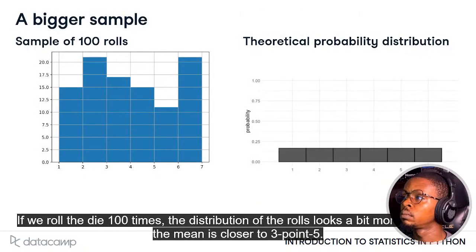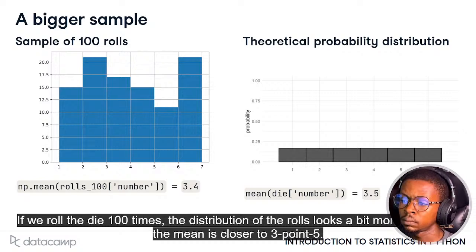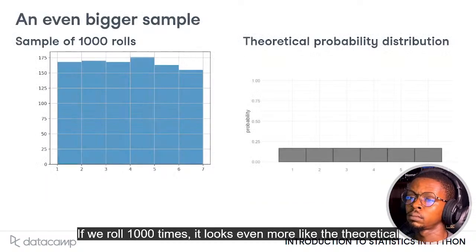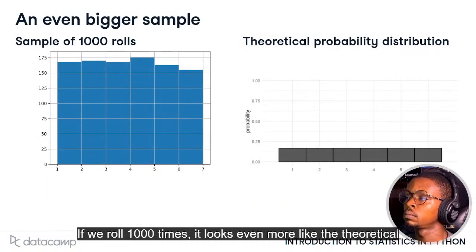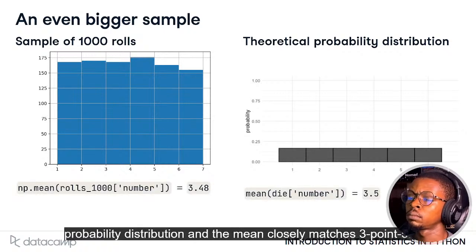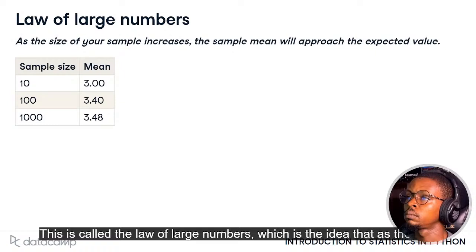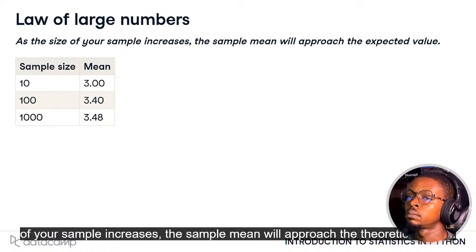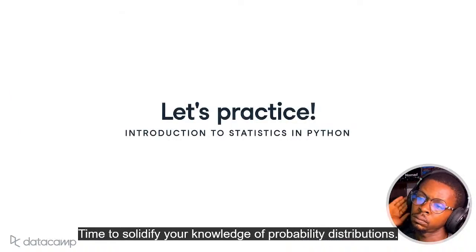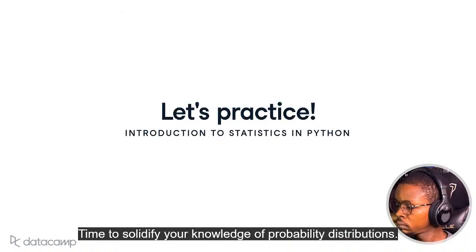If we roll the die 100 times, the distribution of the rolls looks a bit more even, and the mean is closer to 3.5. If we roll 1,000 times, it looks even more like the theoretical probability distribution, and the mean closely matches 3.5. This is called the law of large numbers, which is the idea that as the size of your sample increases, the sample mean will approach the theoretical mean. Time to solidify your knowledge of probability distributions.